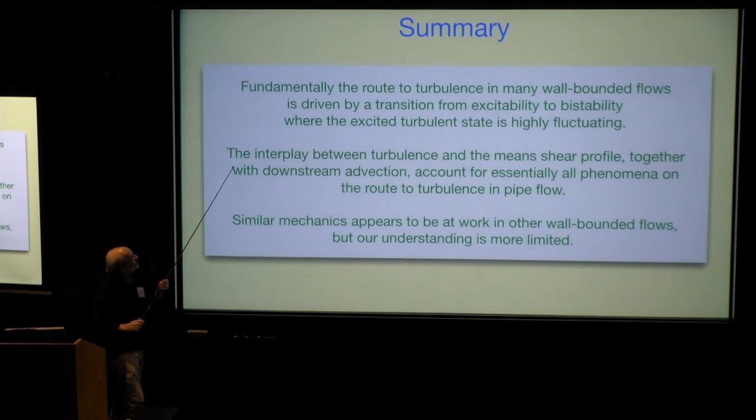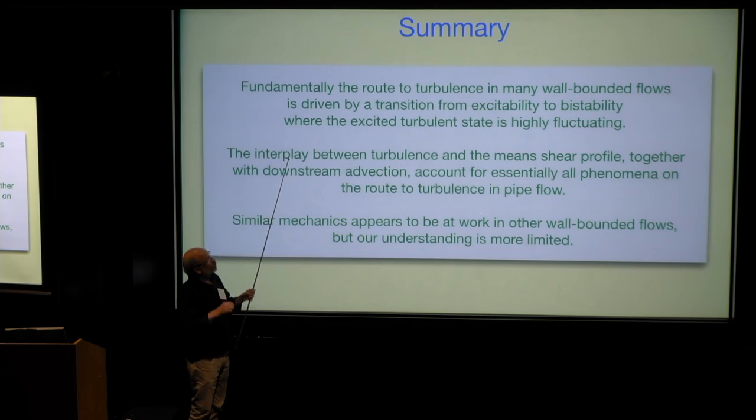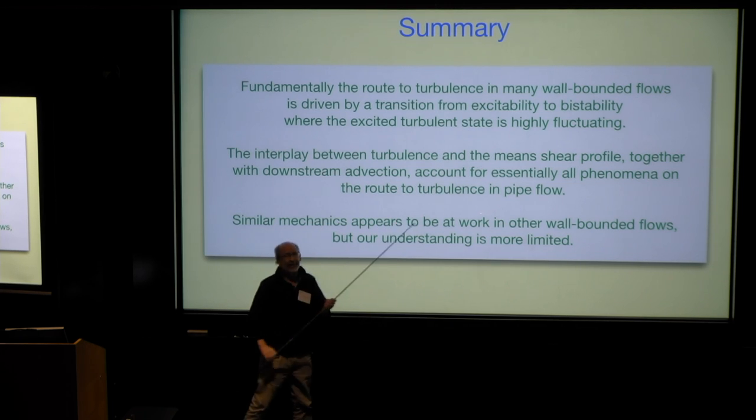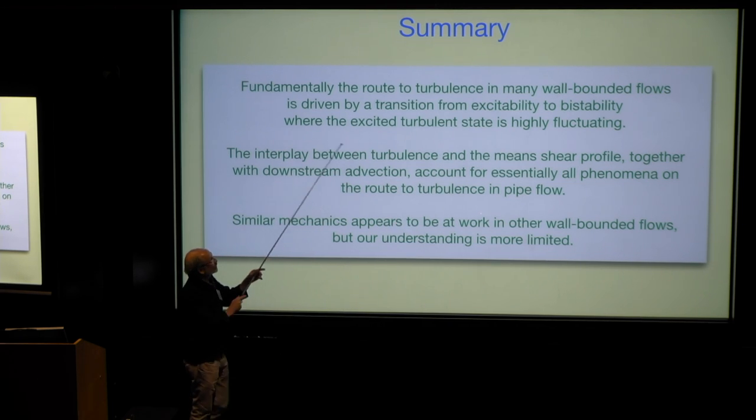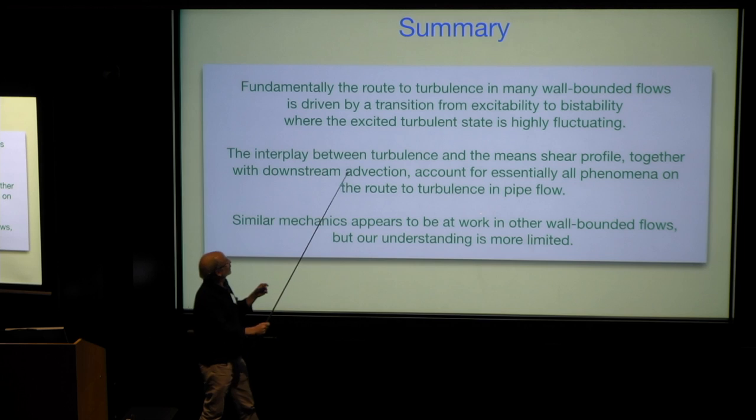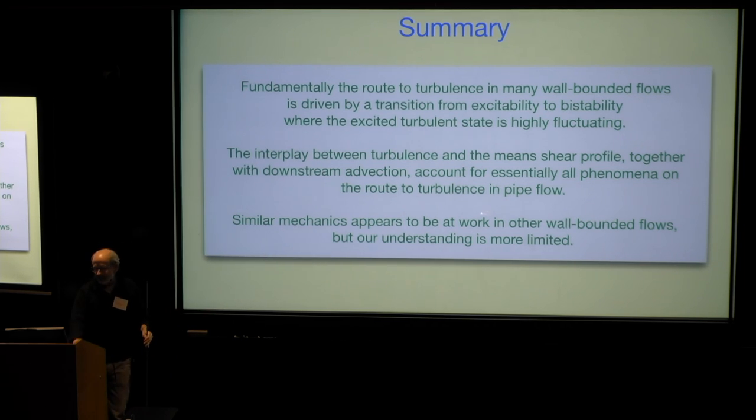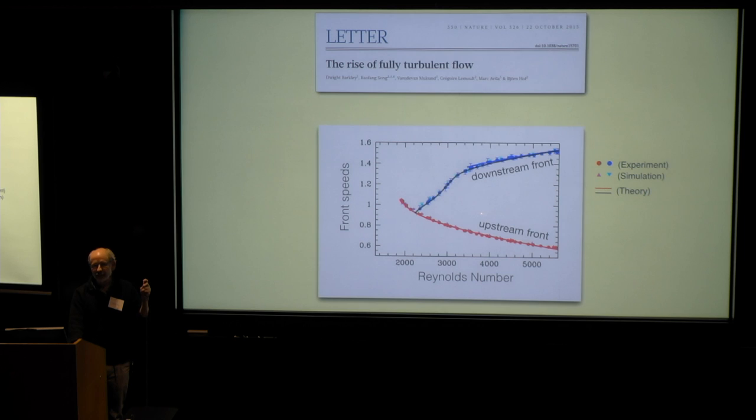Summary. So fundamentally, the route to turbulence in many wall-bound and shear flows is driven by a transition between excitability and bistability. That's the key thing, in my opinion, where the excited state is highly fluctuating. And the interplay between these two, together with downstream advection, will account for essentially all the large-scale phenomena that we see. I only talked about pipe flow, but we think this applies elsewhere.